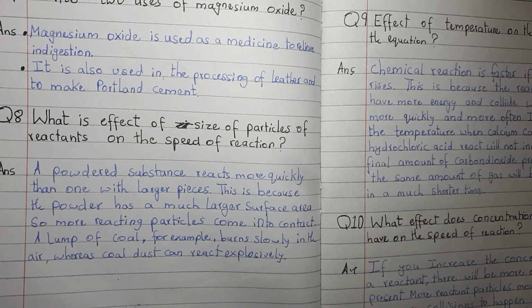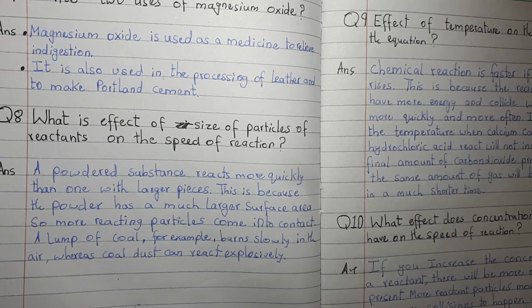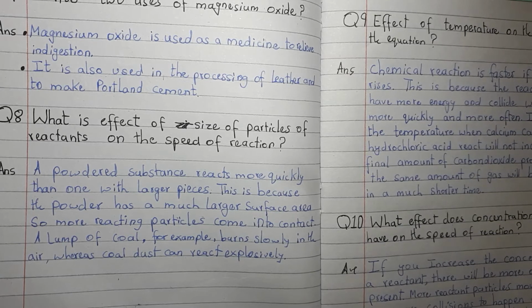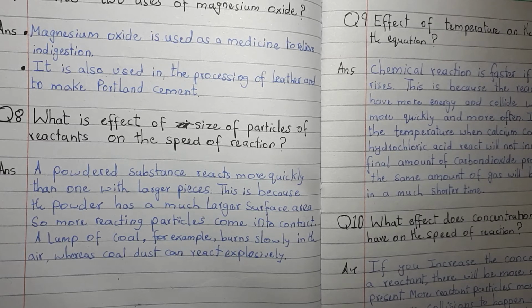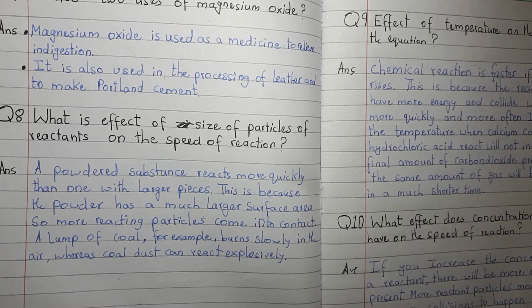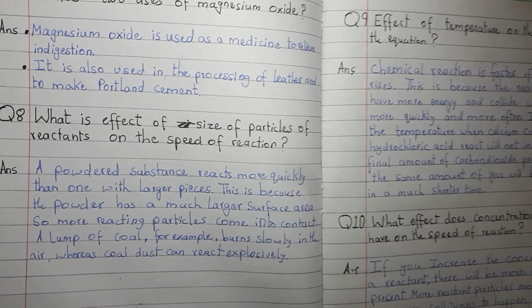What is the effect of size of particles of reactants on the speed of reaction? A powdered substance reacts more quickly than one with larger pieces. This is because the powder has a much larger surface area, so more reacting particles come into contact. A lump of coal, for example, burns slowly in air, whereas coal dust can react explosively.